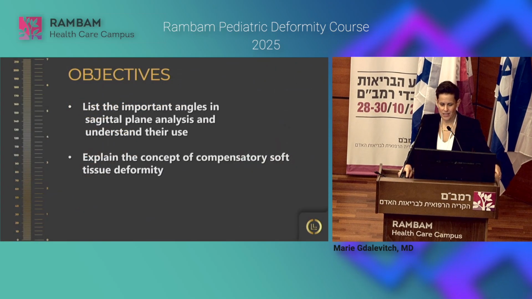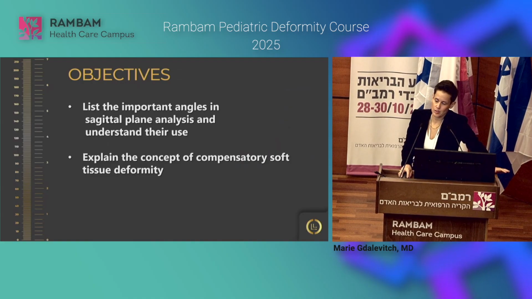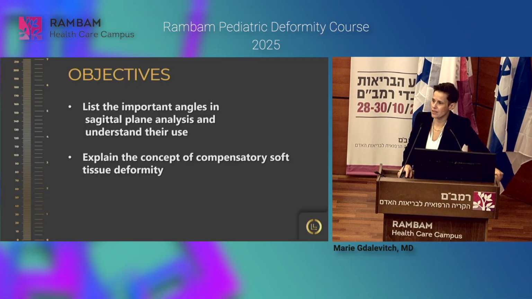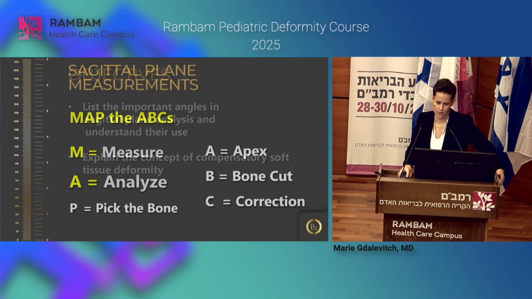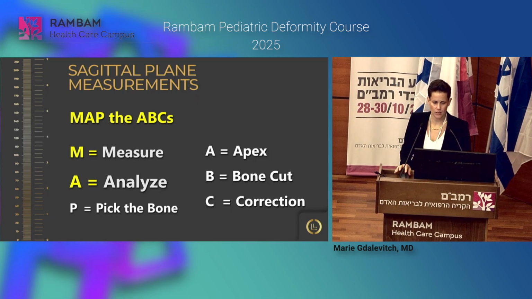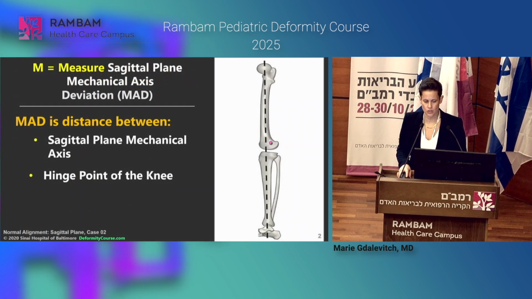So we're going to do the same thing now. We talked about the frontal plane alignment. We learned the language that we're using in the frontal plane for the angles. Now we're going to do the same thing, but on the sagittal plane analysis. And we also, in the sagittal plane, need to understand the concept of the soft tissue deformity. So we're going to do the MAP part of the ABCs on the sagittal plane.